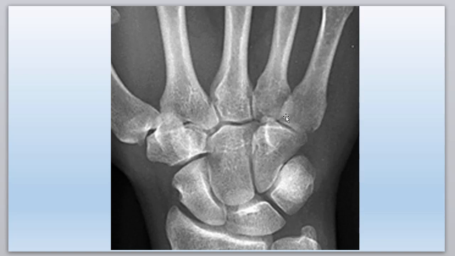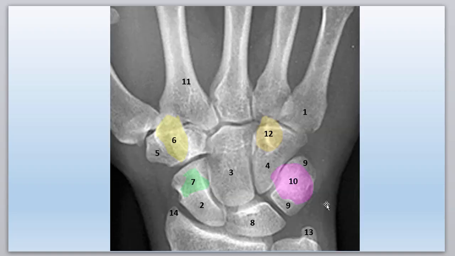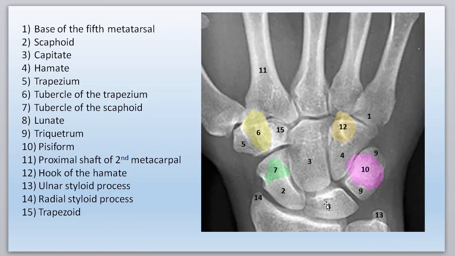Okay, we went over those already. I think that's it. What's that right there? Styloid process of the ulna, styloid process of the radius. Okay, so take the quiz, pause this, see how you do. I remember to put the answers for you on this one.